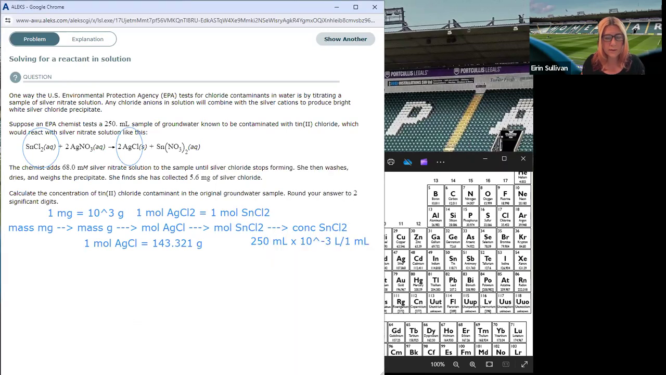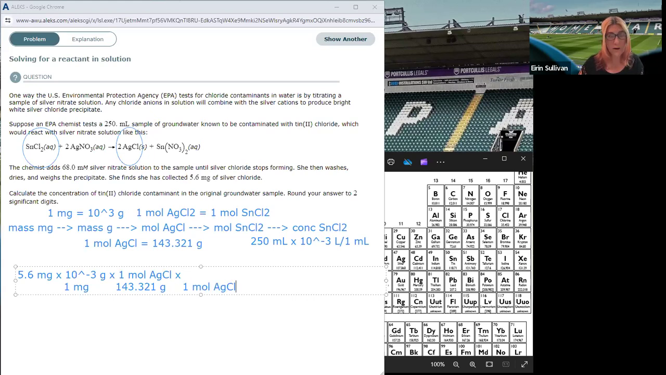So let's do it. Mass in milligrams was 5.6 milligrams. Convert to grams. 1 milligram is 10 to the minus 3 grams. All right. Then we're going to convert mass in grams to moles using the molar mass of silver chloride, 143.321 grams. Comma, how very European of me. 1 mole of silver chloride. All right, this is the big one. Mole ratios matter, okay?